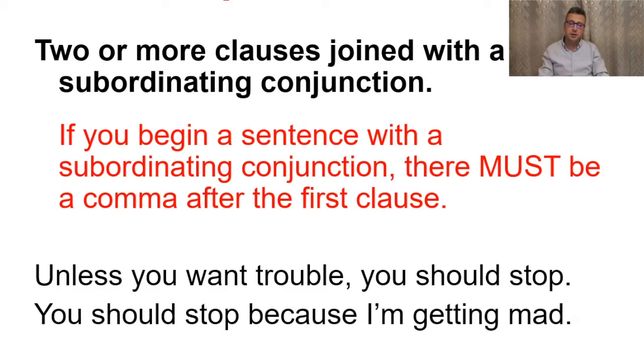Let's look at another example. You should stop because I'm getting mad. This is an example, okay? You should stop because I'm getting mad. You should stop by itself is one sentence with complete meaning. Because I'm getting mad by itself does not stand alone as a sentence. Why? Because you have because. So, you should stop. I began the sentence with a complete thought. Therefore, I do not need a comma.